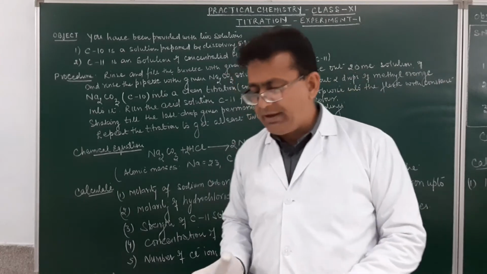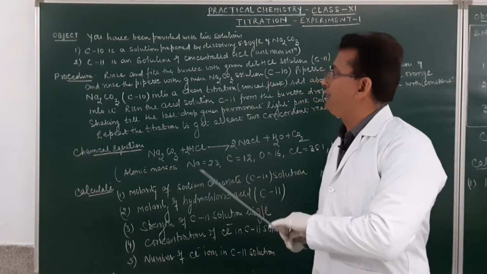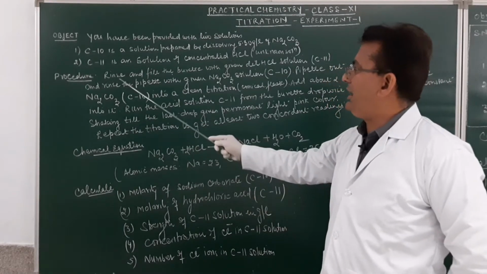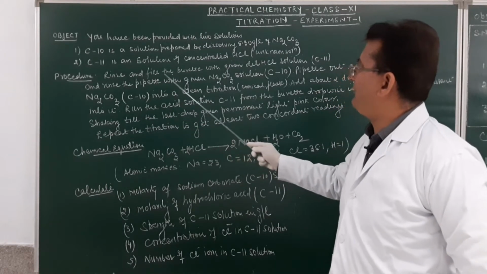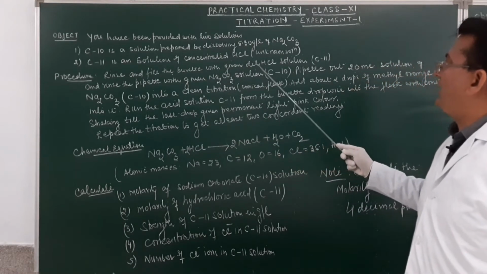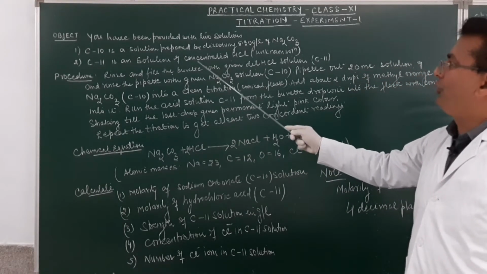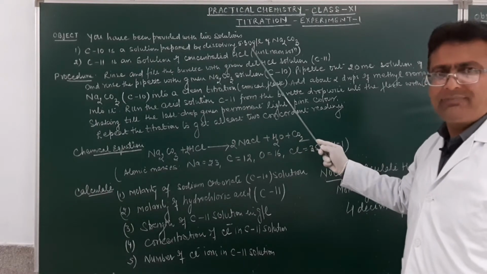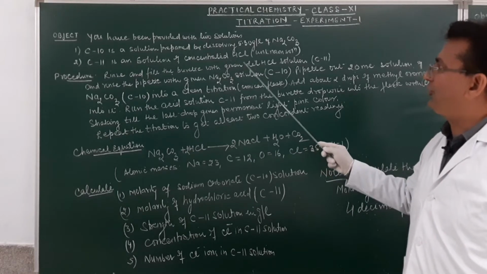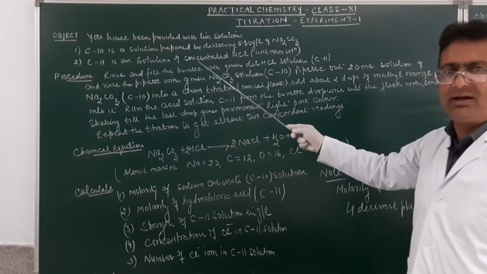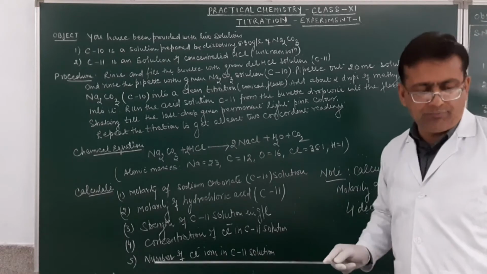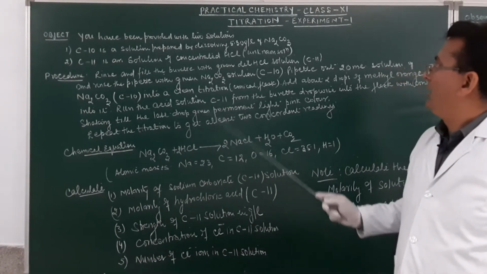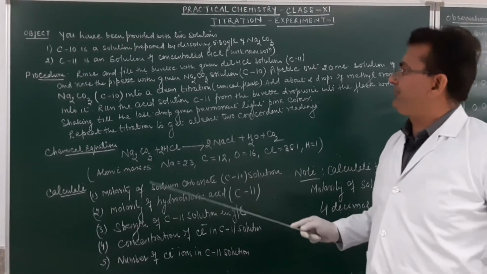Now, what is to be done in this practical? Remember, just see the procedure of the practical. Rinse and fill the burette with the given dilute HCl solution. So, the solution of concentrated HCl has been diluted to an unknown strength. This diluted solution of concentrated HCl is to be filled in the burette. Which apparatus is called a burette? This is a burette. And this is the C11 solution.